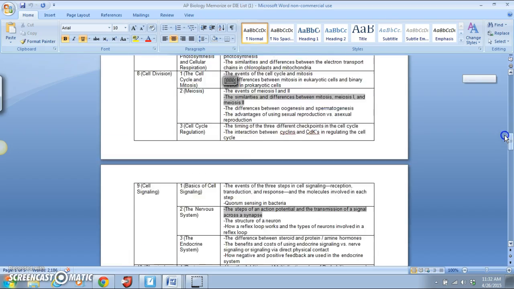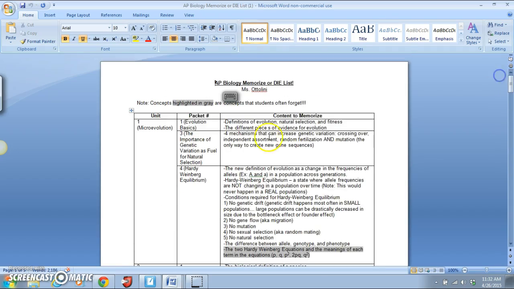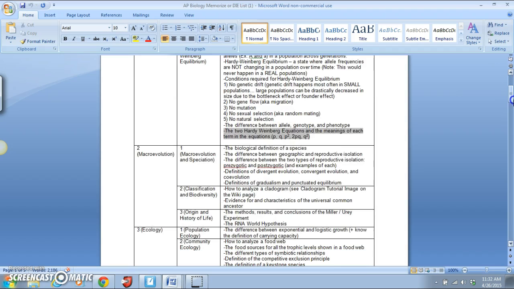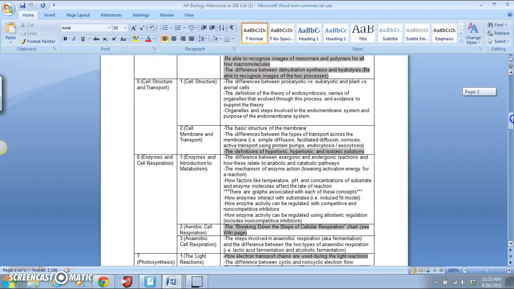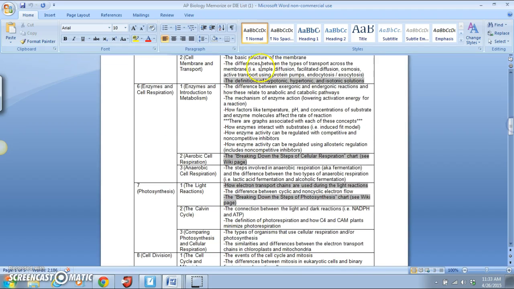And notice that some things are highlighted in gray. Those are concepts that students often forget that are really important, like, for example, the meaning of each of the terms in the Hardy-Weinberg equations. That's really important, and you need to know them. Also, the definitions of the terms hypotonic, hypertonic, and isotonic within the cell structure and transport unit. A lot of people tend to forget that. So I've just tried to highlight some of the important concepts within each unit.